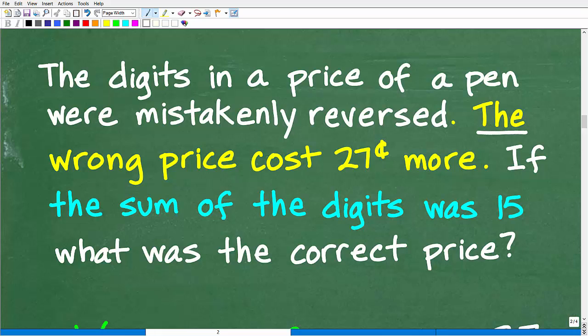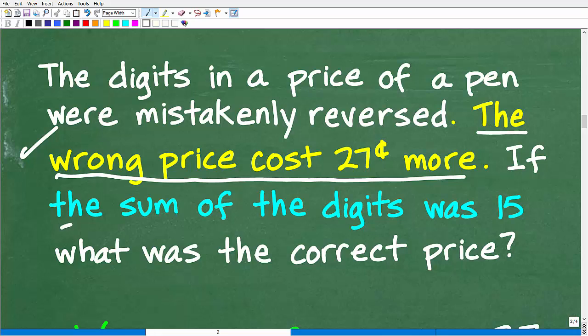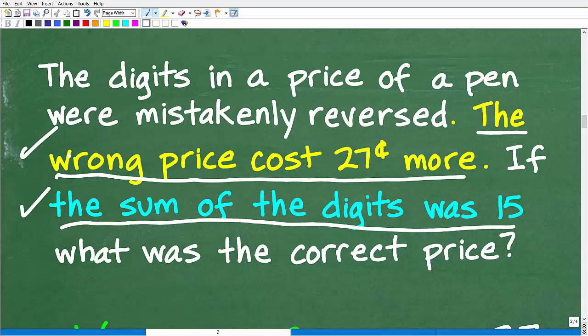So the first piece that we want to look at is that the wrong price costs 27 cents more than the correct price. So this right here we can build an equation with. And then the second part of this problem is the sum of the digits was 15. And this right here is going to allow us to build another equation. So we're going to have two separate equations, two variables, and then of course we'll have everything we need to solve this system and figure the problem out. Okay, so let's go ahead and do this right now.